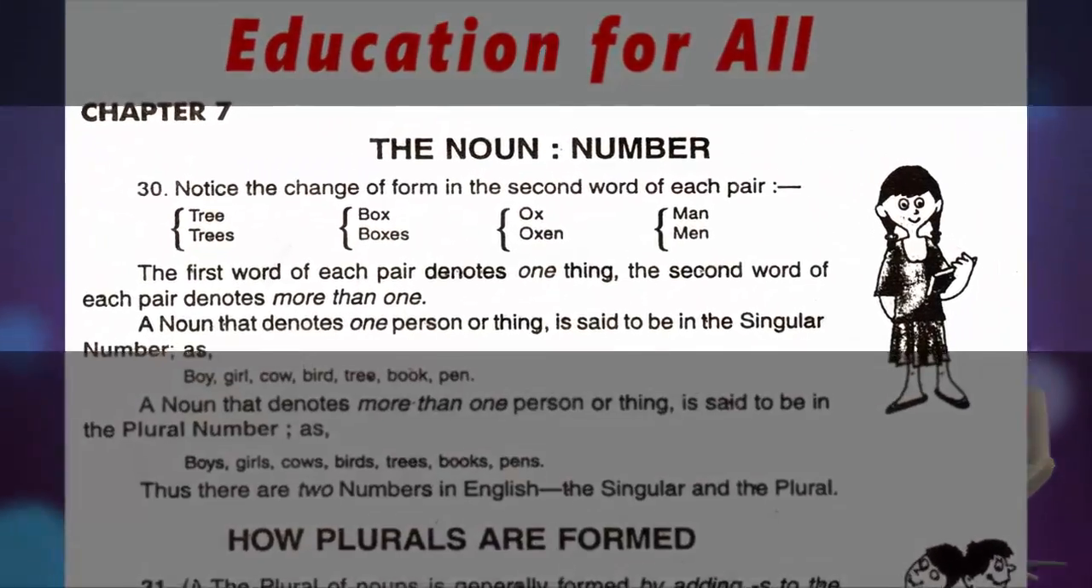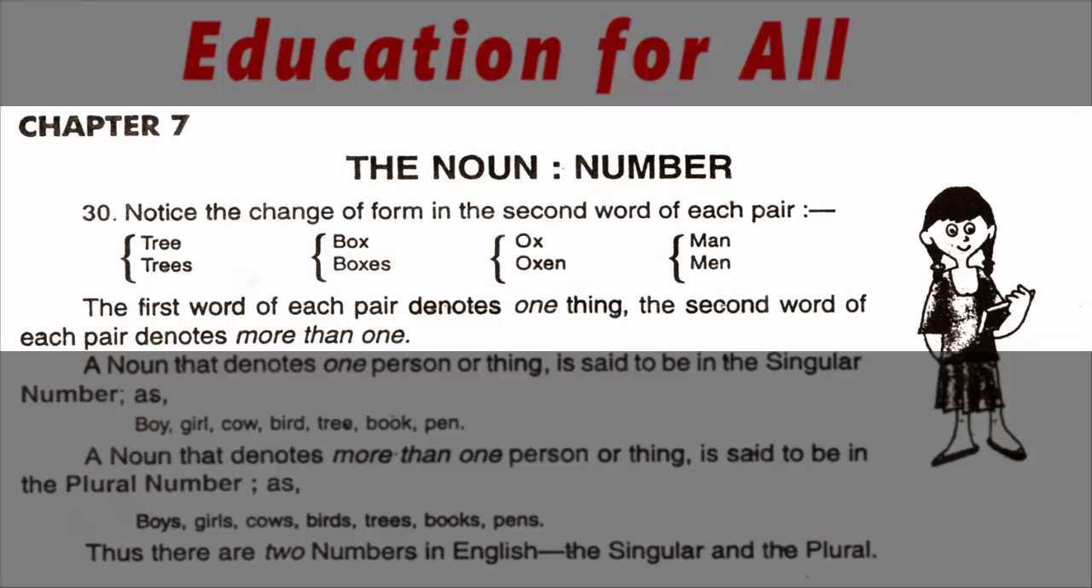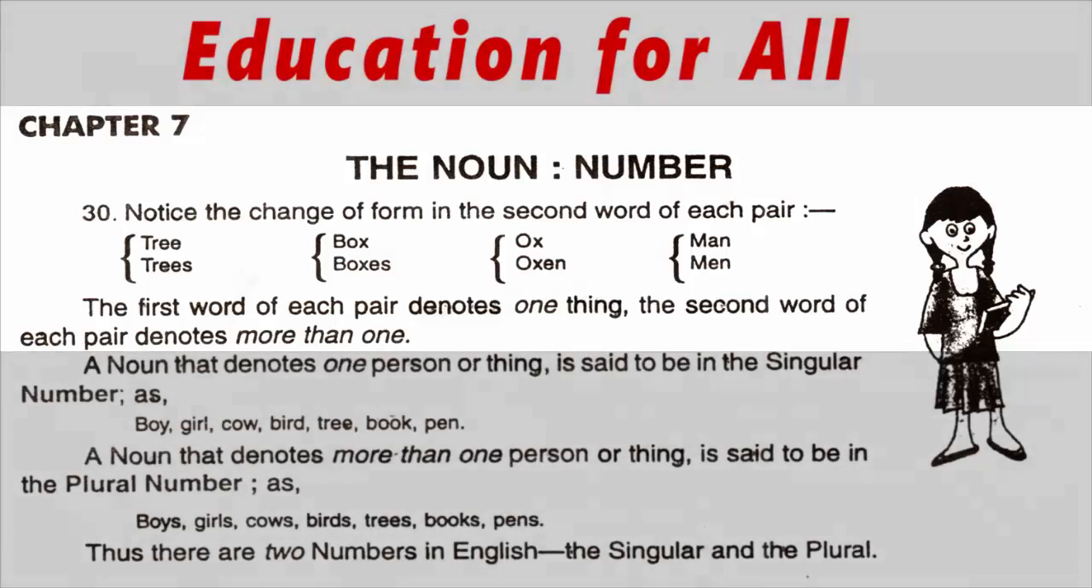Chapter 7. The Noun. Number. Notice the change of form in the second word of each pair. Tree, trees. Box, boxes. Ox, oxen. Man, men. The first word of each pair denotes one thing. The second word of each pair denotes more than one.